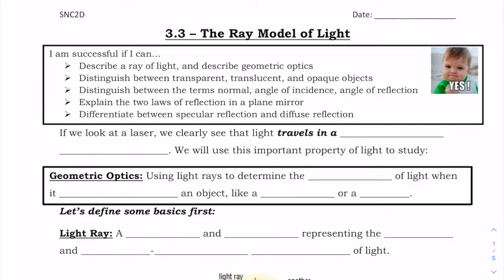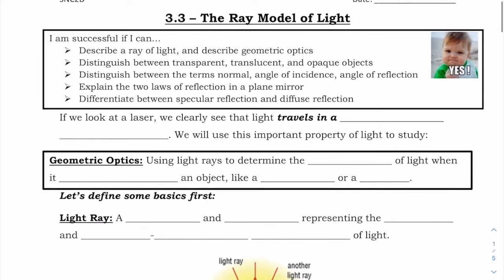Lesson 3, the ray model of light. In this lesson, we're going to start off by describing a ray of light, and then describing the field of geometric optics. We'll then define transparent, translucent, and opaque objects. From there, we'll look at some terminology related to geometric optics, including normal, angle of incidence, and angle of reflection. And then we'll look at some laws of reflection and differentiate between different types of reflection. Let's get started.